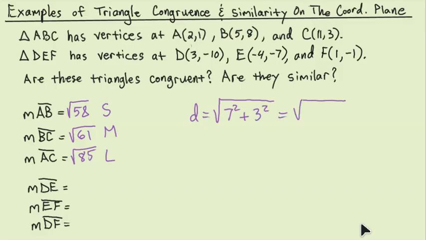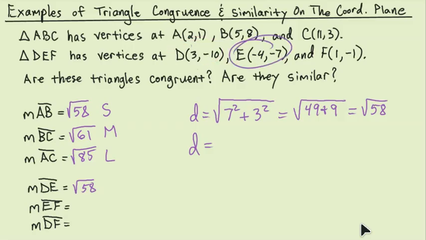So that's going to be the square root of 7 squared, which is 49, plus 3 squared, that's 9. 49 plus 9 is 58, so the square root of 58. Okay, so DE is the square root of 58. Now that's good news because we see the square root of 58 up here in AB, so we might have congruent triangles here. All right, now let's do D to E.